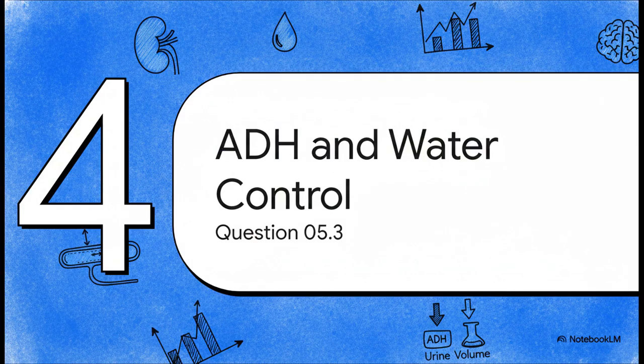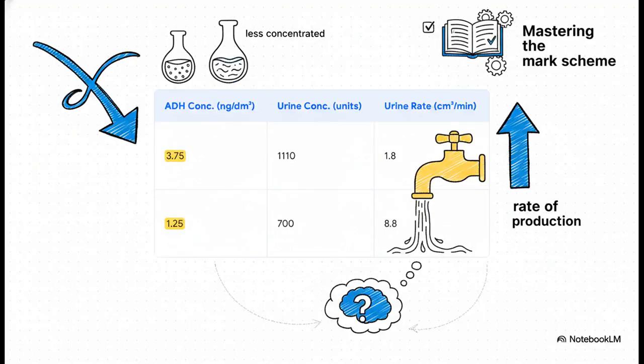All right, let's tackle the final part of this question, the big one, the 4-marker on ADH and water control. This is where they throw everything at you, your knowledge of the hormone ADH, plus your ability to read and understand data from a table. Let's get into it. So take a look at the data. The question is all about what happens when the ADH concentration drops from 3.75 down to 1.25. And the table shows us 2 things pretty clearly, right? The urine gets way less concentrated, and the rate of urine production just explodes, going from 1.8 all the way up to 8.8. The big question for 4 marks is why?